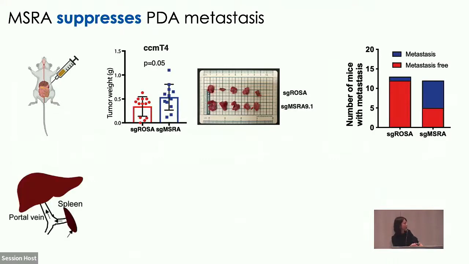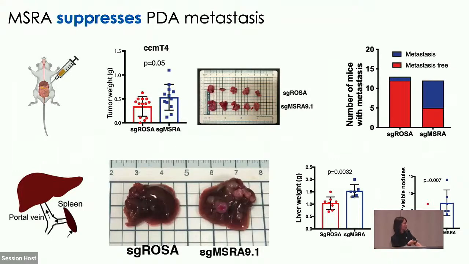So to this end, we turned to the liver metastasis model, given that liver metastasis is the most frequently found metastatic lesion in pancreatic cancer. And the way we did this was we injected the exact same organoids that are wild type or knockout for MSRA, but this time through the spleen. And we assayed the ability of these cells to migrate through the portal vein and to seed in the liver.